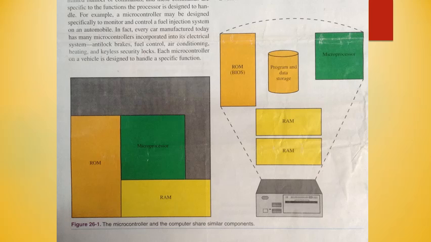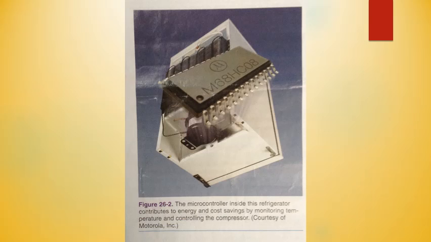A microcontroller is usually a single chip, but when it is incorporated into a large control system, it is referred to as an embedded controller. Figure 26-2 shows a microcontroller in a refrigerator. An embedded controller often depends on other components in the system, such as additional memory, to perform its function.